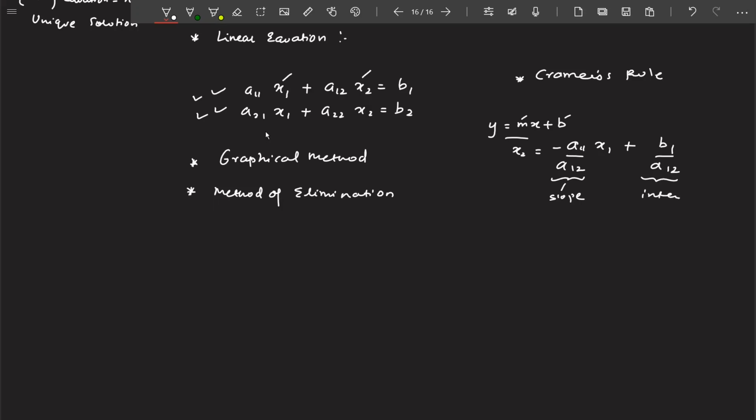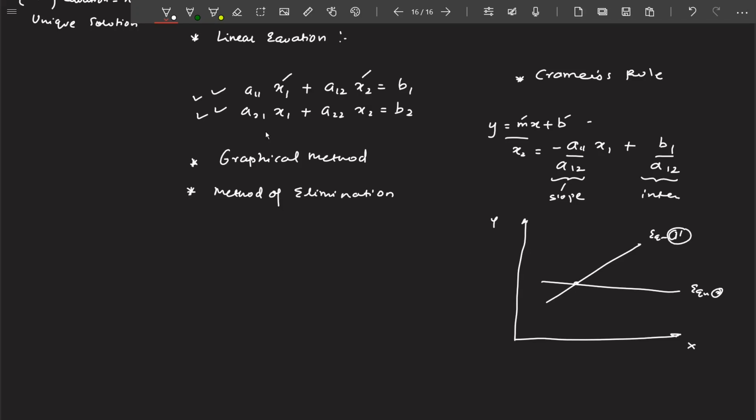So once you have written the equation in this format, you plot the equations on the graph. So this is your x-axis, y-axis. This is a straight line. Let us say that this is equation number 1, and this is your equation number 2. And wherever these two lines intersect, that is going to be your solution. Okay. So this is how you find the solution of a given system of equations graphically.